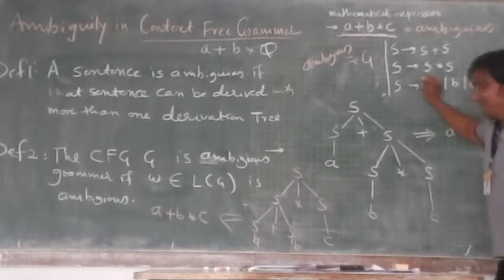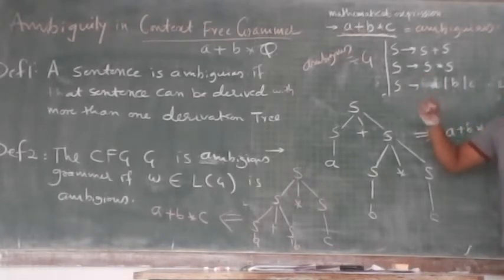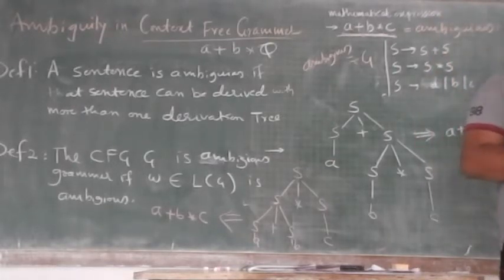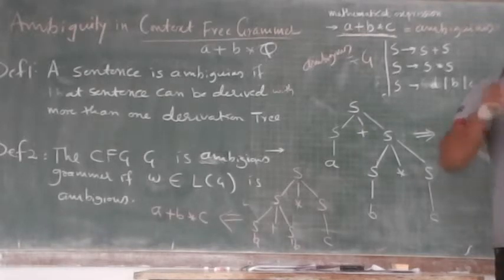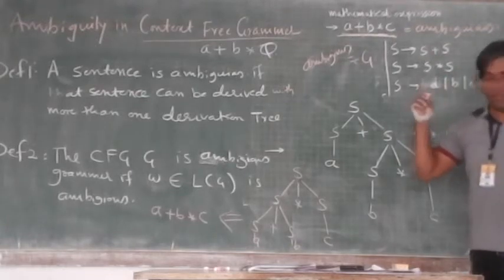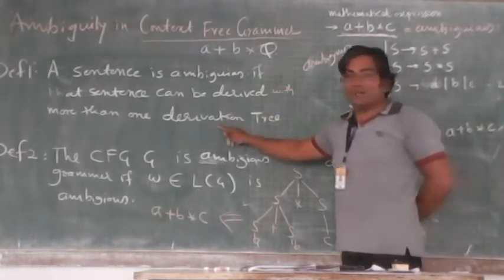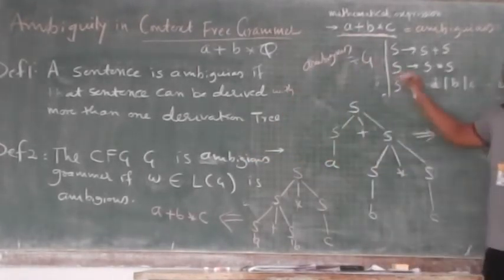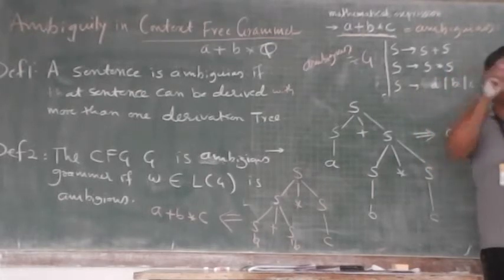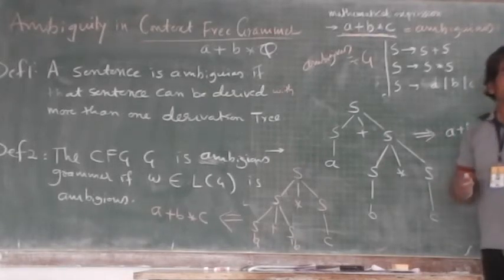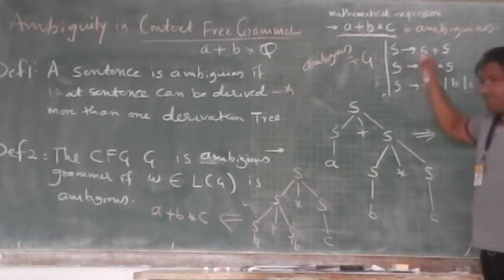What I said? I repeat once again. If the language has all sentences of the unambiguous kind, it means that every sentence of that language can be derived using a single derivation tree. In that case, the grammar of that language I can say is an unambiguous one. So this kind of unambiguous grammar I wanted to have. So that is my motive.